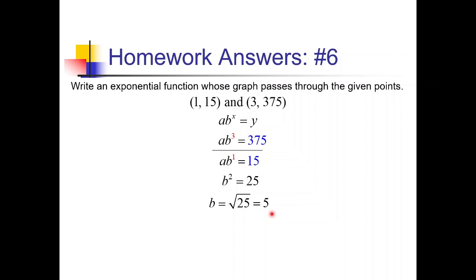I do need to find the a value still, though. So to do that, I'm going to plug this b value of 5 back into one of these equations. Either one will work, but I think this second one with the b to the first power is going to be a little bit more manageable. So I'm going to have a times 5 equals 15, and then we can just easily divide both sides by 5 to get 3 for my a value. Plugging that back in now, we have y equals 3 times 5 to the x power, and that is our exponential function.